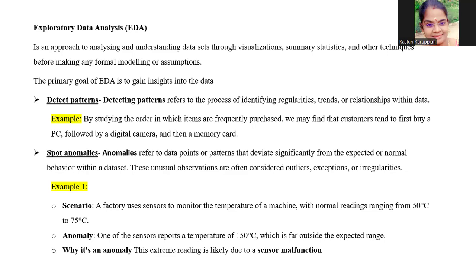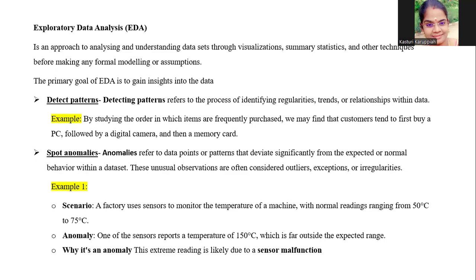Example one. The scenario is a factory that uses a sensor to monitor the temperature of a machine, with normal readings ranging from 50 degrees Celsius to 75 degrees Celsius. What is the anomaly? One of the sensors reports a temperature of 150 degrees Celsius, which is far outside the expected range. It should report between 50 to 75 degrees Celsius, but it is displaying 150, which is an error.